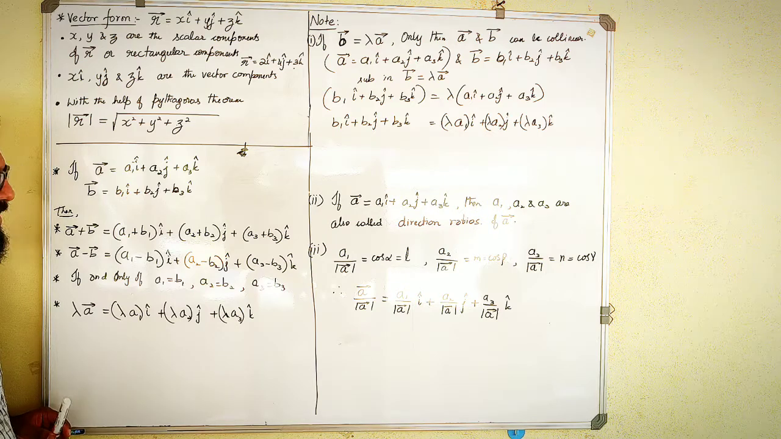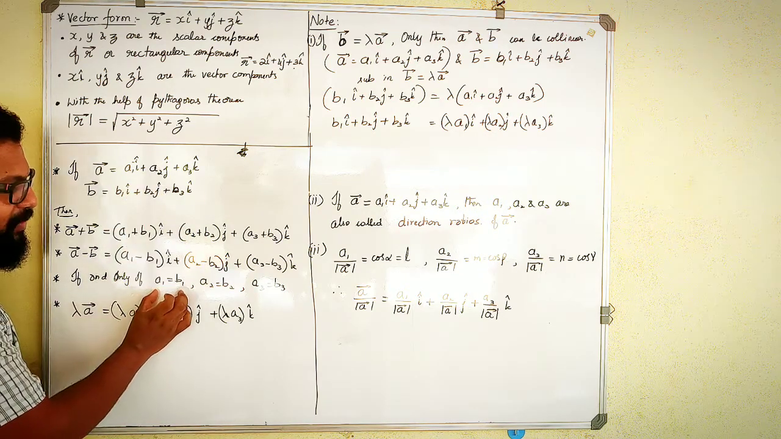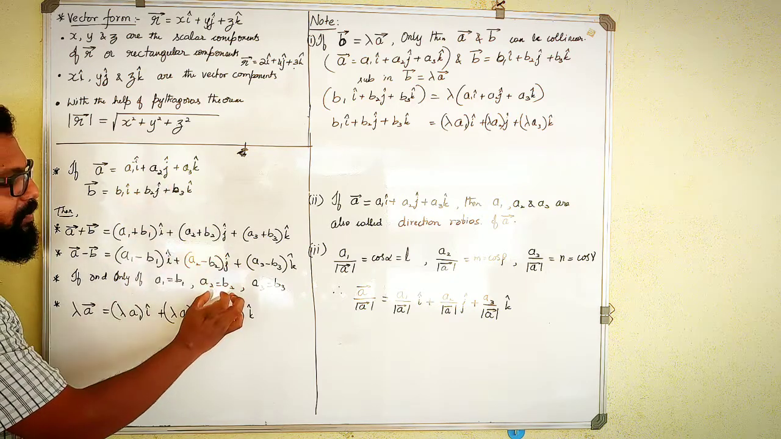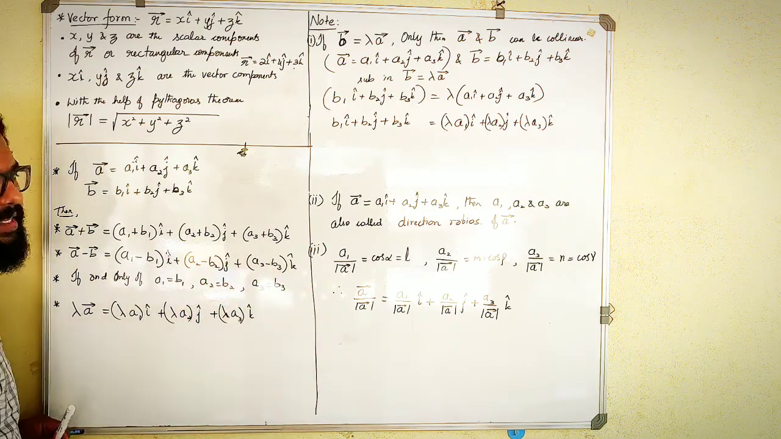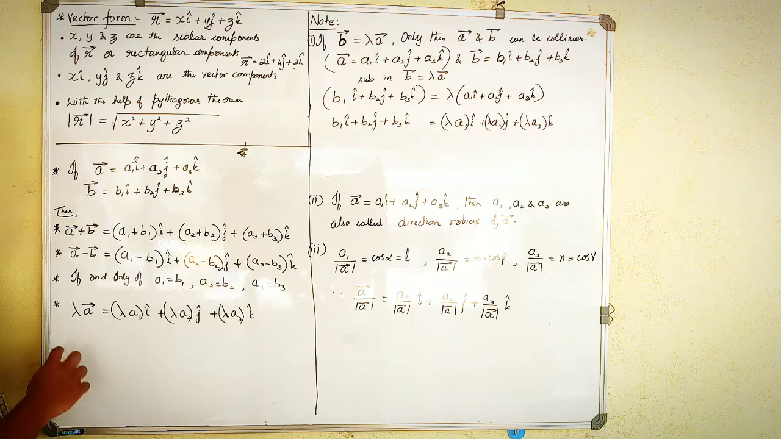Let it continue. Okay. So for the a and b vectors, if a1 is equal to b1, a2 is equal to b2, a3 is equal to b3, then the two vectors are said to be equal vectors. So this is how you will prove whether the two vectors are equal or not. Then the next thing that comes is multiplication by a scalar.